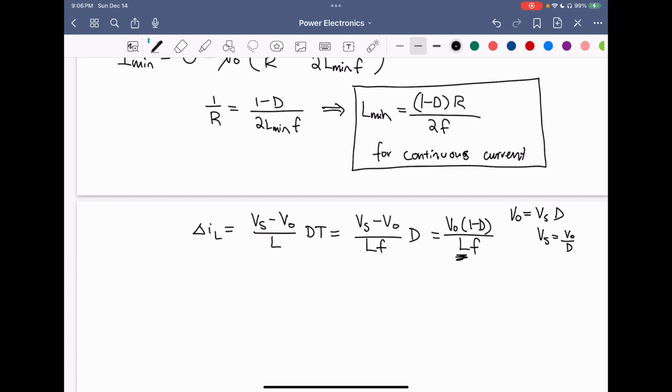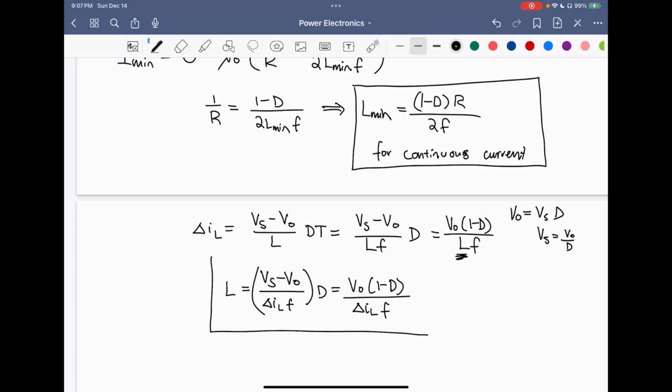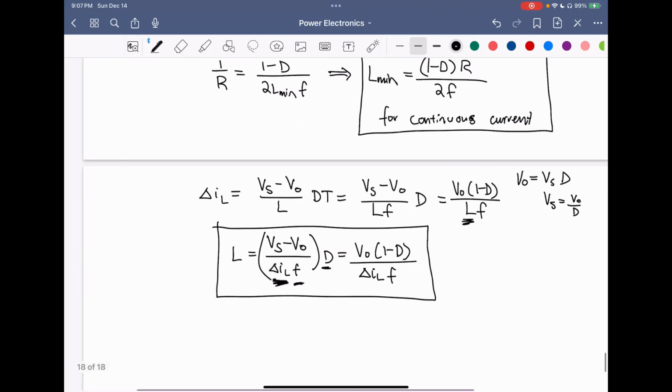So if we move the inductor to a side by itself, we get L equals Vs minus VO over delta IL F times D, and that also equals VO times 1 minus D over delta IL F. So if we want to design for a certain inductor current variation, and we've also selected our switching frequency and desired duty cycle, we can then determine the value of the inductor based on this equation.